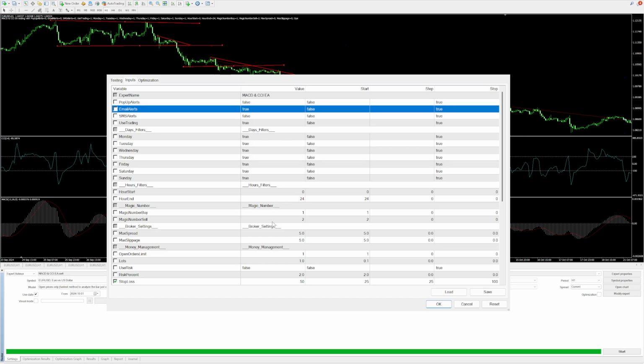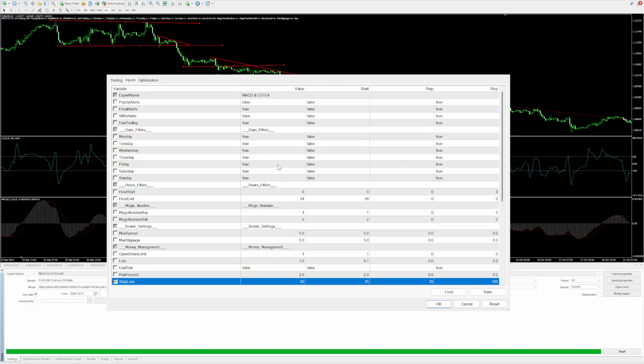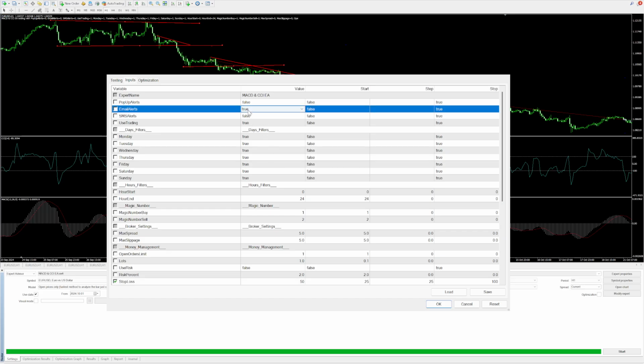You might want to amend the stop loss to the recent high for a sell trade, or perhaps a recent low for a buy trade. For instance, stop loss values here. You might just set the initial stop loss at 50, but then open up your chart and see, well, the recent high is only 20 pips away, so I can use a much tighter stop loss in that instance. So you can combine use trading with alerts.